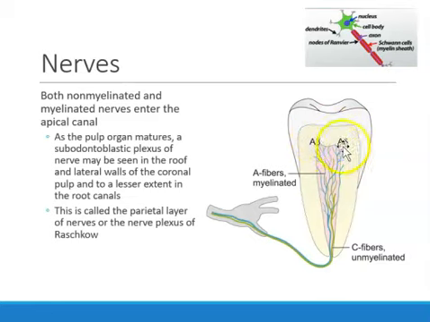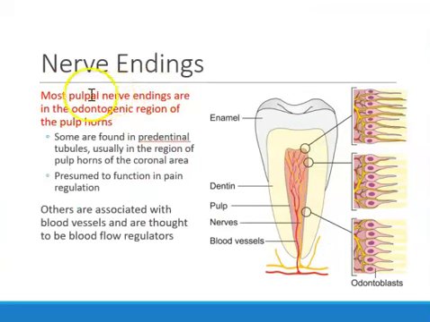Near the horns, the pulpal horns, that's where you see the nerve endings. There's a lot more nerves on the coronal part, and the nerve endings are very prominent near the pulp horns. So the pulpal nerve endings are found in the pulp horns. That's why you see a lot of nerves right here near the pulp horns.